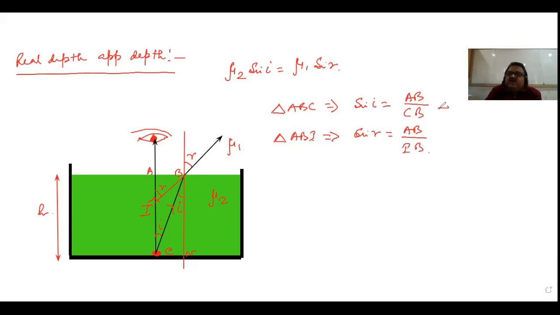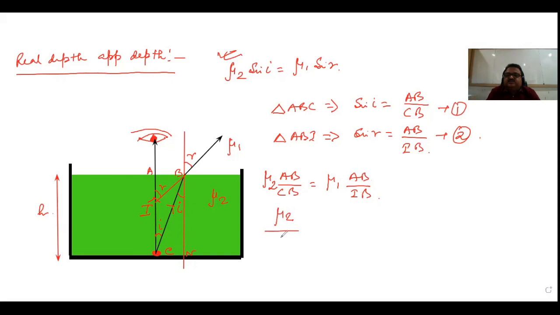Now let's do one thing better. This is equation 1, this is equation 2. I am putting this value in this equation. So mu2 sine i means mu2 times AB by CB, and mu1 sine r means mu1 times AB by IB. Now, watch, this AB gets cancelled. So we can write mu2 by mu1 is equal to CB by IB.